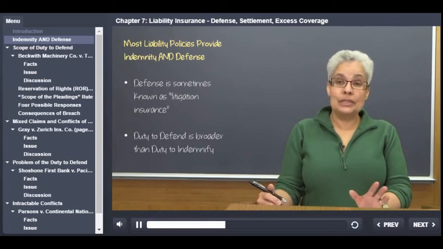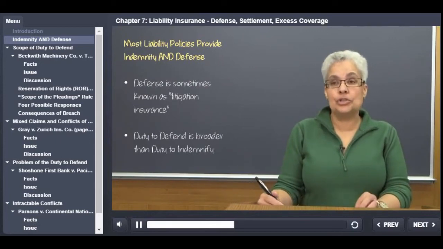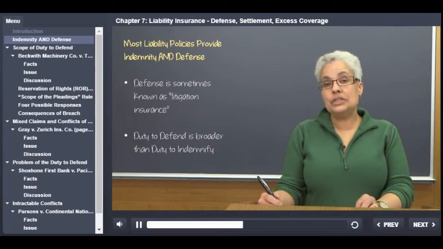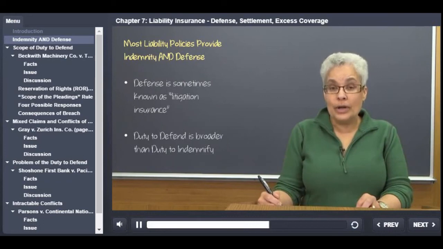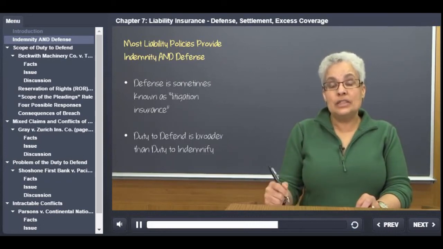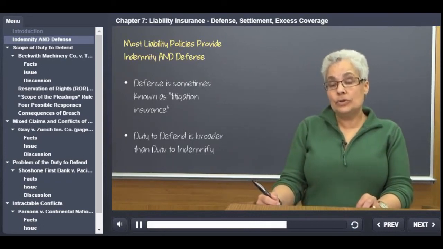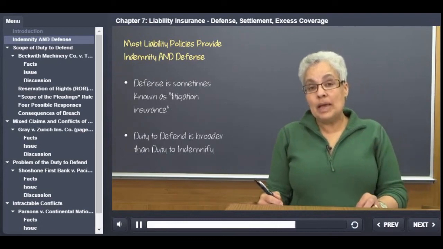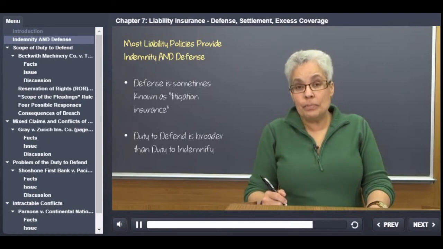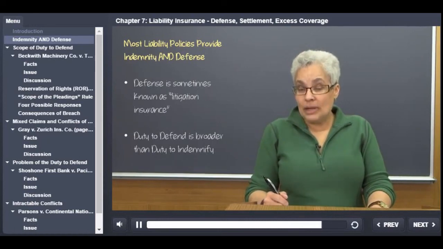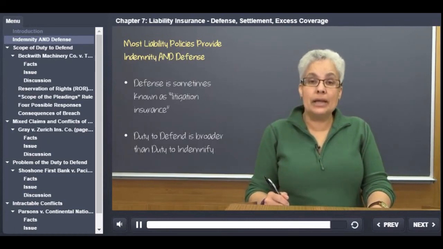Defense insurance is sometimes called litigation insurance, and one of the key things to remember as we begin looking at this material is that in general the duty to defend is broader than the duty to indemnify. And as we start looking at some of these cases, you'll see how that plays out. But basically what that means is that the duty to defend is triggered much more easily than an obligation to actually indemnify an insured.